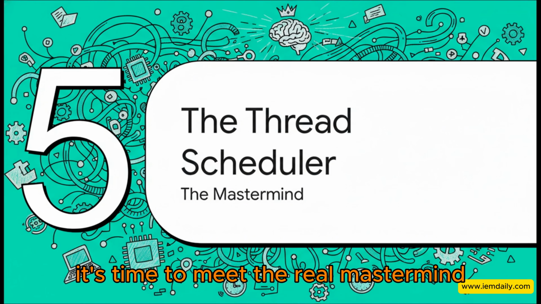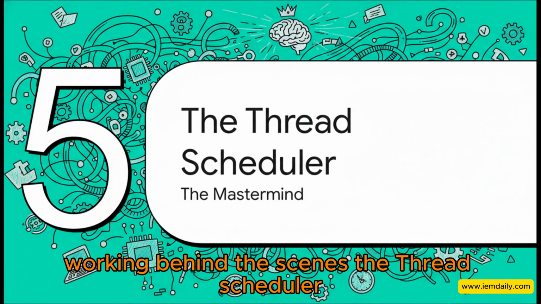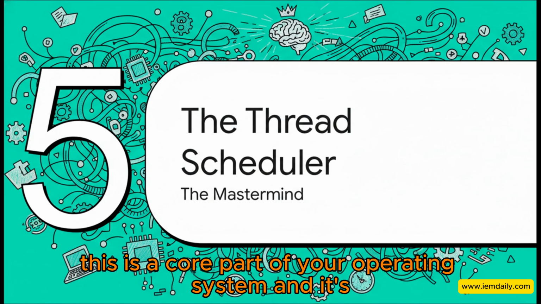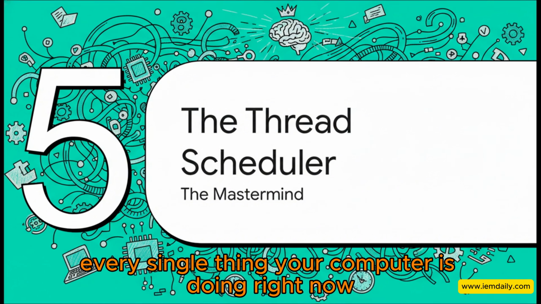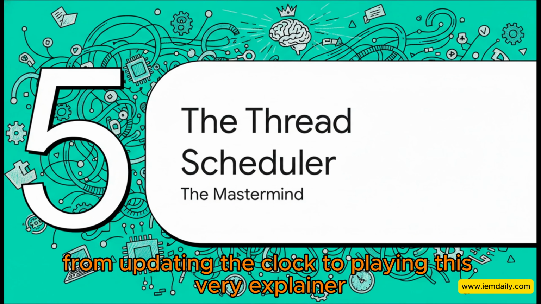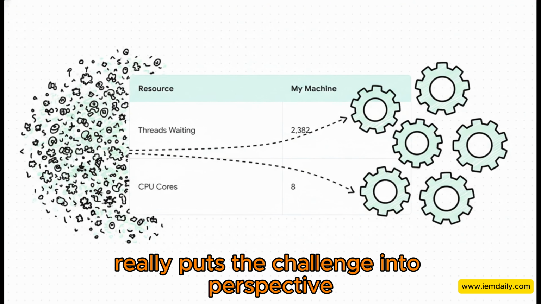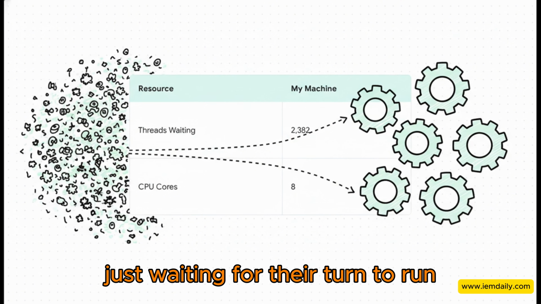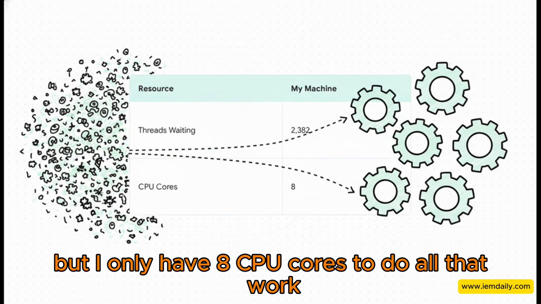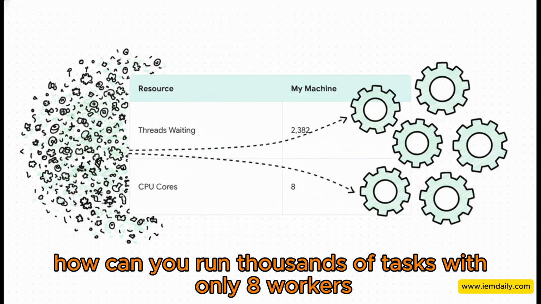It's time to meet the real mastermind working behind the scenes, the thread scheduler. This is a core part of your operating system, and it's responsible for juggling every single thing your computer is doing right now, from updating the clock to playing this very explainer. Now, this slide really puts the challenge into perspective. On my machine right now, there are over 2,300 threads, just waiting for their turn to run. But I only have 8 CPU cores to do all that work. How is that even possible? How can you run thousands of tasks with only 8 workers?